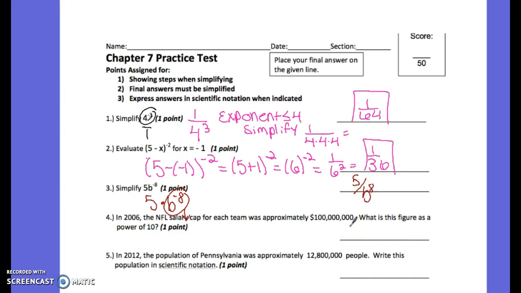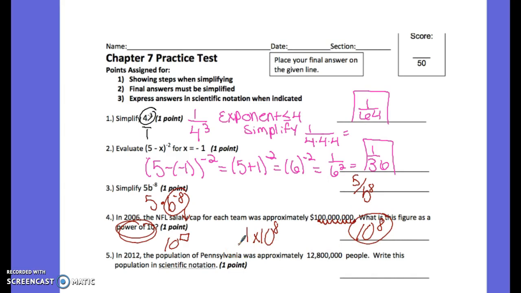Number 4, it says in 2006, the NFL salary cap for each team was approximately $100 million. What's this figure as a power of 10? So you need to take your decimal and move the decimal until you get to the number 1. So 1 is right here, so let's see how many that is. 1, 2, 3, 4, 5, 6, 7, 8. So it's 1 times 10 to the 8th. But since it says, what is this as a power, you only want 10 to the exponent. In this case, it's just 10 to the 8th is your final answer. Don't write your 1 times because that's scientific notation.